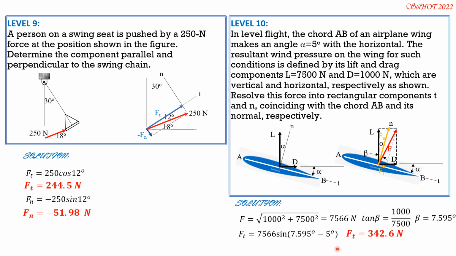So it is 342.6 newtons, while F normal is 7566 cosine of 7.595 degrees minus 5 degrees. So F normal is equal to 7558 newtons. So this is F, not R.